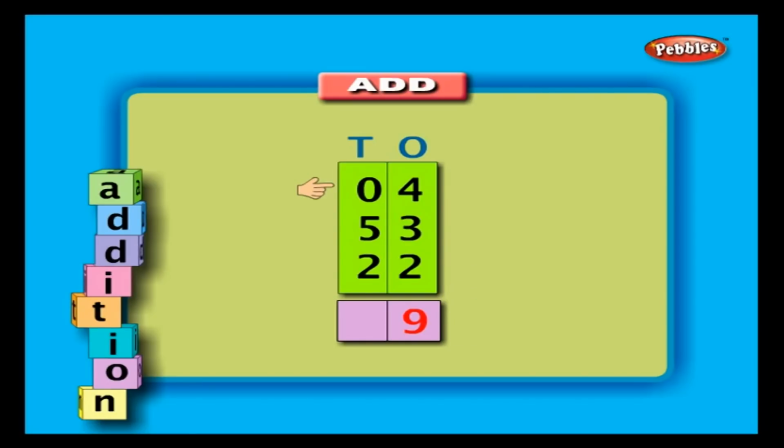Now add the tens column. 0 plus 5 plus 2 is 7. Write 7 below the tens column. Therefore, 4 plus 53 plus 22 is equal to 79.